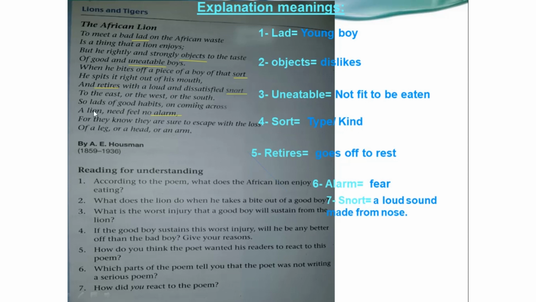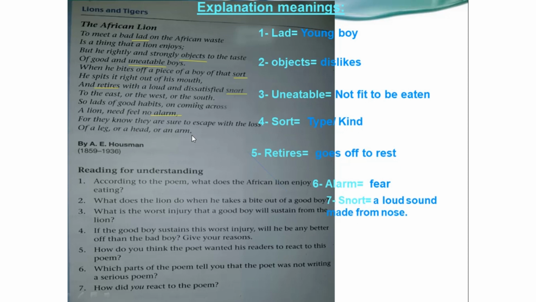"So lads of good habits on coming across a lion" means the boys of good habits coming in front of the lion. What will happen? "Need feel no alarm." They don't need to feel alarm. Alarm means scared or fear. Students, here it's written alarm, fear. You can write it down in your books. They don't need to feel any harm, any fear. Why? "For they know they are sure to escape with the loss of a leg or head or an arm."